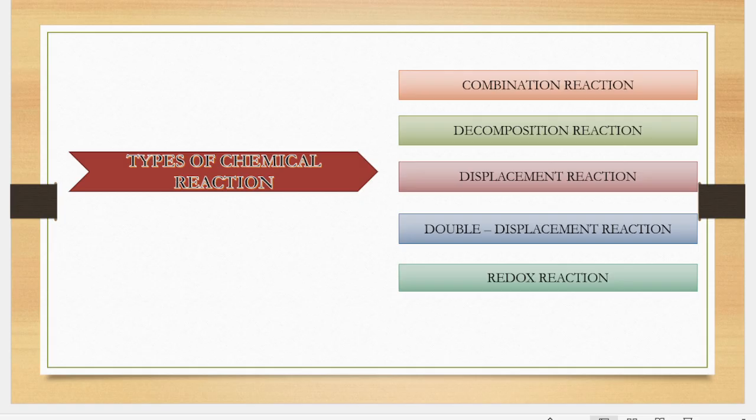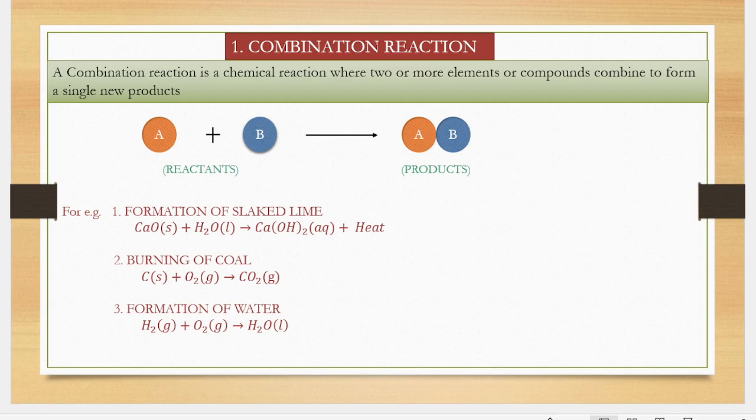Now I am going to discuss the next topic, which is types of chemical reaction. Chemical reaction के अलग अलग टाइप होते हैं जैसे combination reaction, decomposition reaction, displacement reaction, double displacement reaction and the redox reaction. तो हमारे पास पहले जो टाइप है वो है combination reaction.